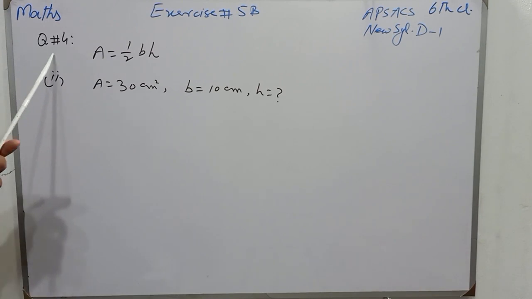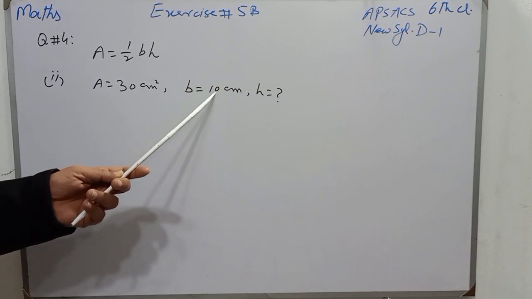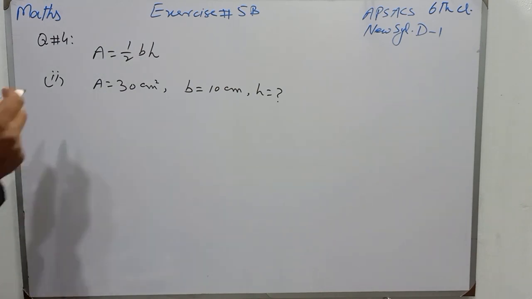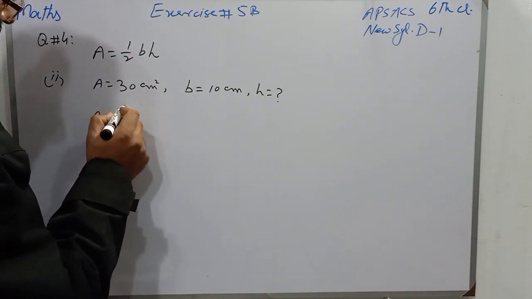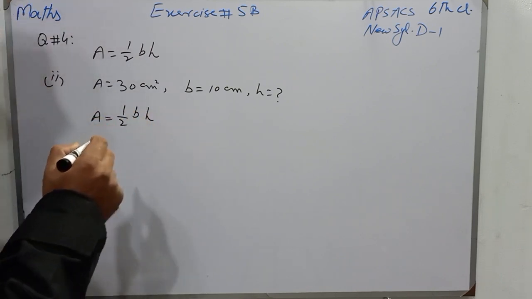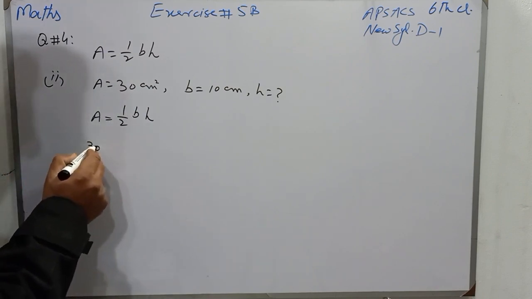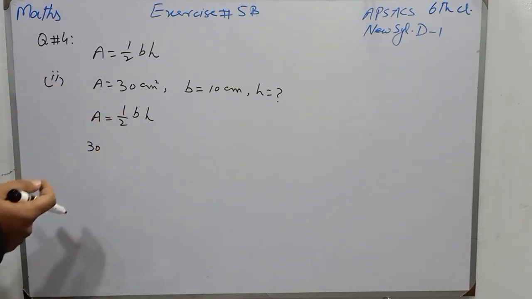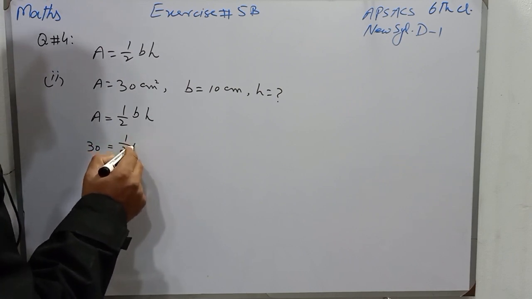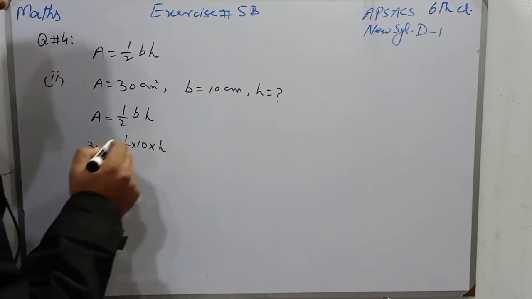Students, second part of question number 4 is area is given that is 30 centimeters square, base is given that is 10 centimeter, and height we have to find. So same formula will be applied and written as A is equal to half of or 1 over 2 into base into height. So in place of A, that is area, we will write 30 centimeters square. We need not to put the unit because unit is written at the end, is equal to 1 over 2 multiplied by the value of base is given that is 10 multiplied by height that we have to find.